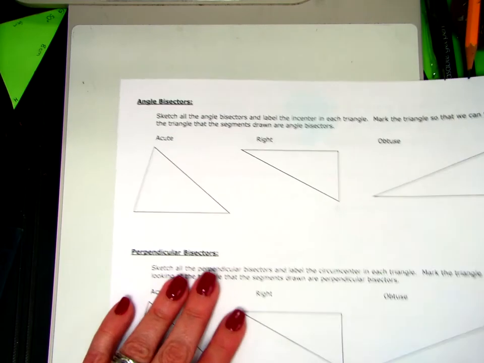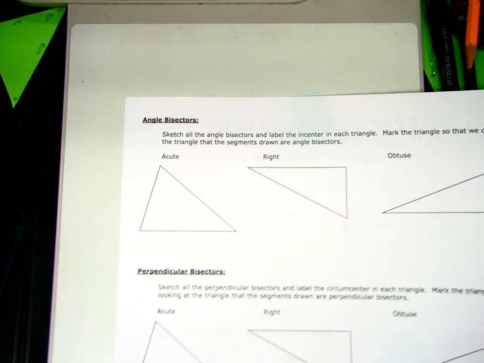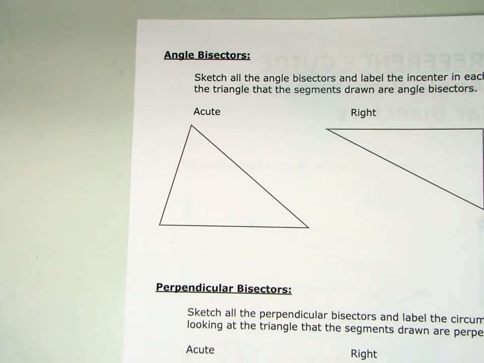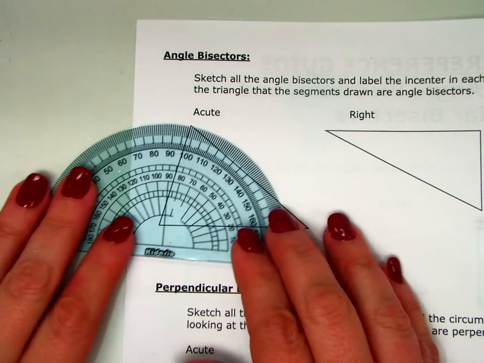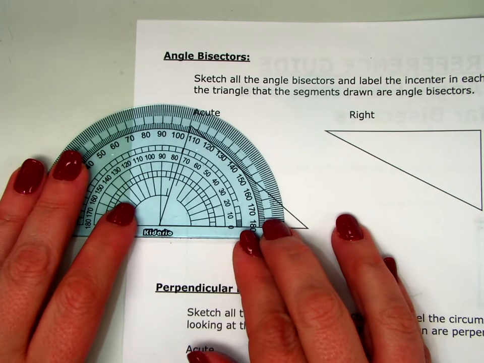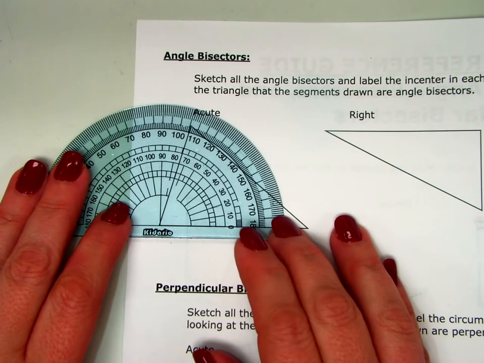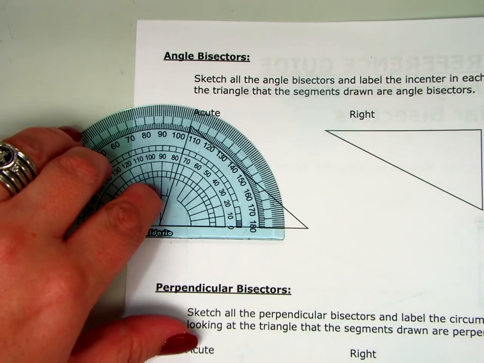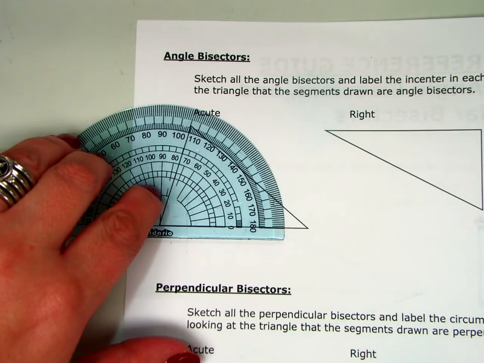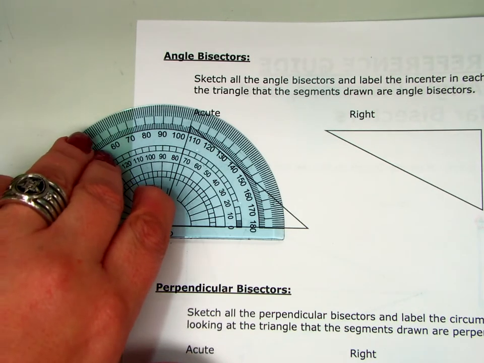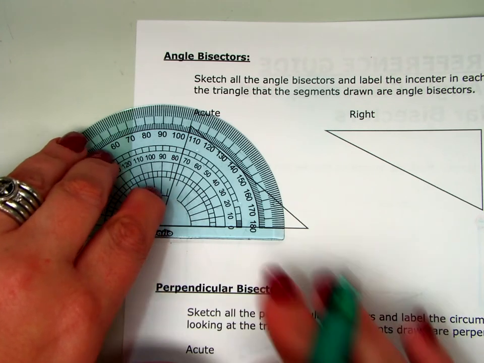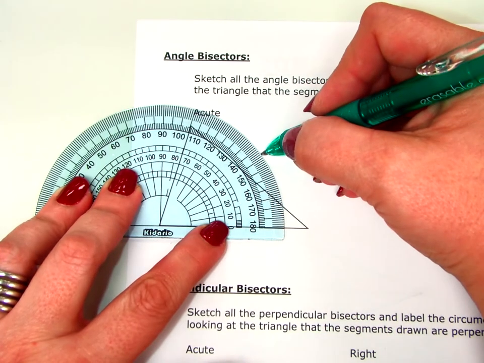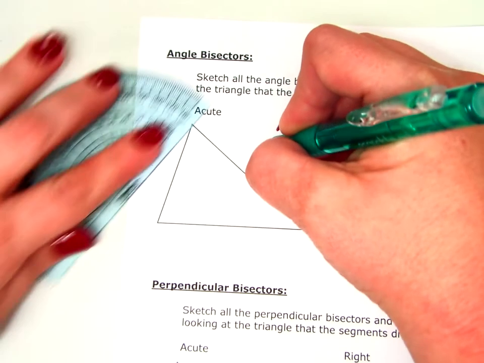And now on the back, we're going to do angle bisectors. So for my angle bisectors, I'm going to line my protractor up with the bottom of the triangle and slide it to the left so I can see how big the angle is. It looks like it's about 75 degrees to me. What is half of 75? 37.5. So that's 35, 36, 37, about halfway in between, right about there.